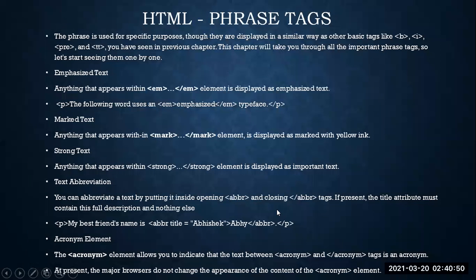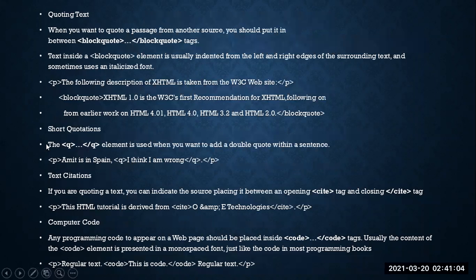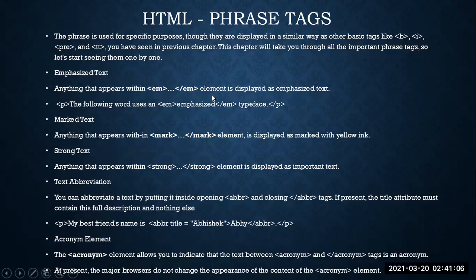So now we are going to briefly talk about the HTML phrase tags. We talked about some of them in the last class, so I'm just going to take you through how they work and how you can make use of them. The phrase tags are used for specific purposes, though they are displayed in a similar way to their basic tags. Now we have the pre, we have the TT, which you have seen in a previous chapter that I explained before.